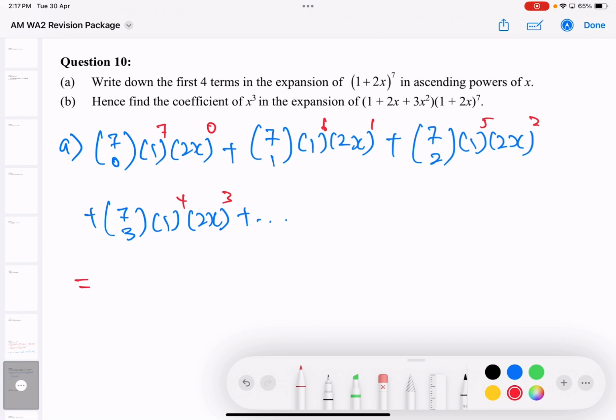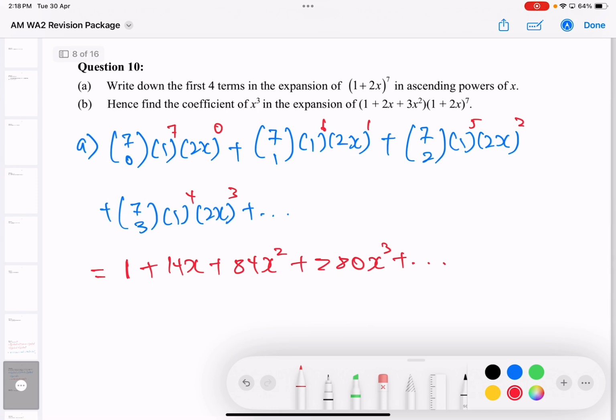7 choose 0 gives you 1. 1 to the power of 7 gives you 1. 2x to the power of 0 also gives you 1. So the first one is just 1. Second one, 7 choose 1 gives you 7. 7 times 1 gives you 7. 7 times 2 gives you 14. So you get 14x. Next one, 7 choose 2 times 1 times 2 squared is 84x squared. The next one, 7 choose 3 times 2 to the power of 3 gives you 280x cubed. That's it for part A. They only ask you to expand until the 4th, so you stop at the 4th.